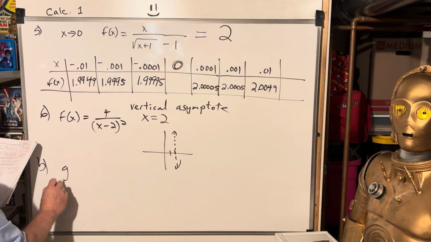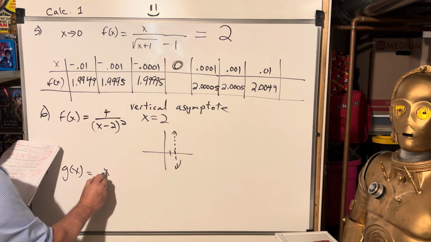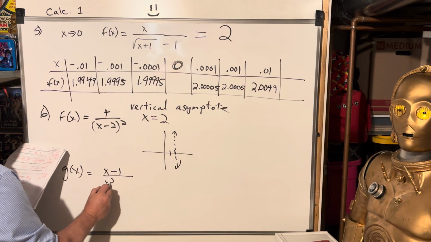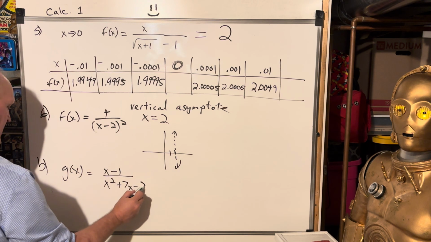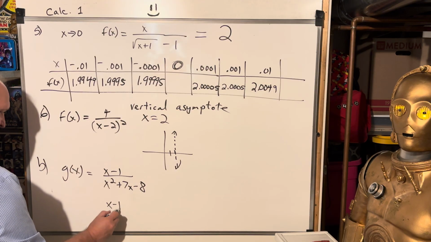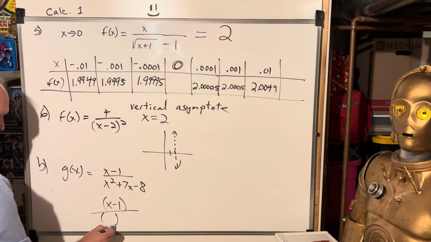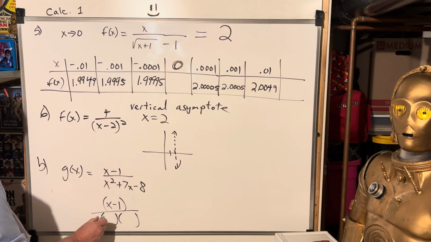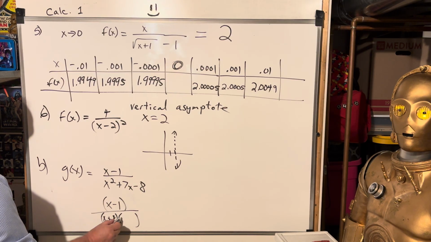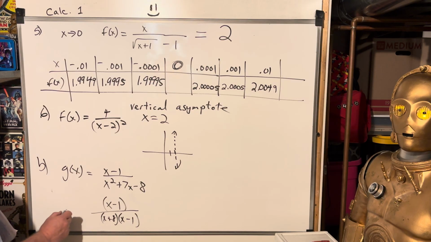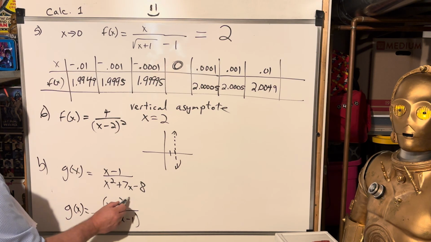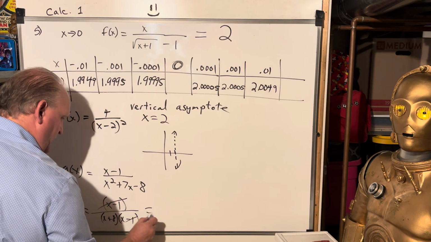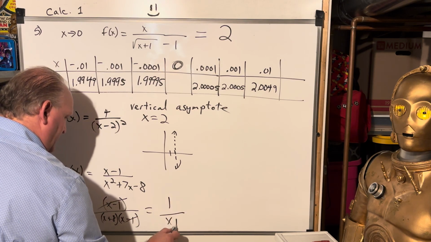B, g of x is equal to x minus 1 over x squared plus 7x minus 8. So they want you to flex your algebra muscles. Factor: multiplies to be negative 8, adds up to be positive 7. That's got to be plus 8 minus 1. And then those minus 1s are going to cancel. And so we end up with 1 over x plus 8.